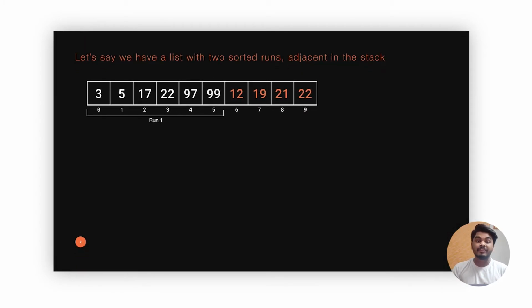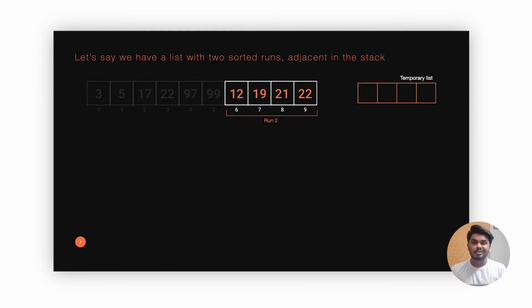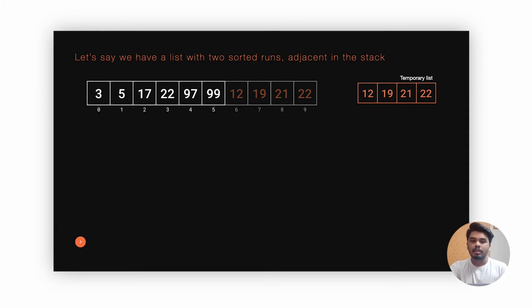In this example, we find that the elements from 0 to 5 make up our run 1 and that of 6 to 9 make up a second run. And we also notice that the size of run 2 is smaller than run 1. And let's assume the size to be n. Now, what we do is we make a copy of this run and store it in a temporary list. After having done that, we move the first run by that many n places. Remember, we're moving the run 1 in the same list.